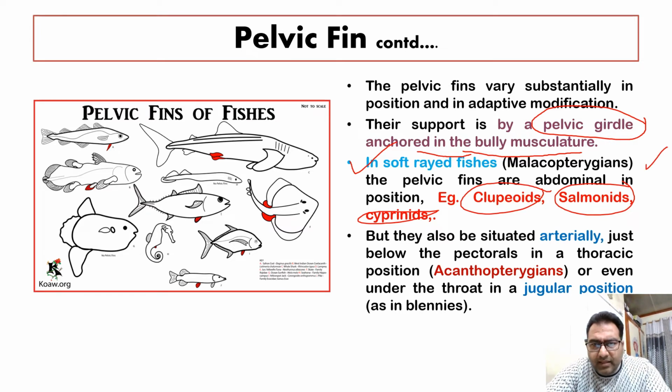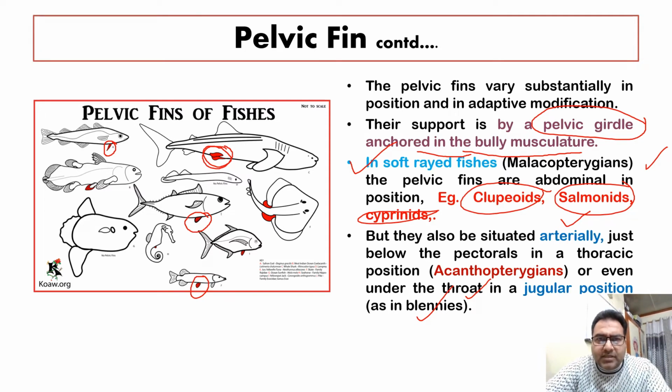But they are also situated anteriorly just below the pectorals in the case of acanthopterygians, or even under the throat, such as the jugular position I was talking about earlier, in the case of blennies. Herein you are seeing the position of the pelvic fins: this is the abdominal position, this is the thoracic position, and this is the jugular position. So this is again the subabdominal position. It is based on where they are present.